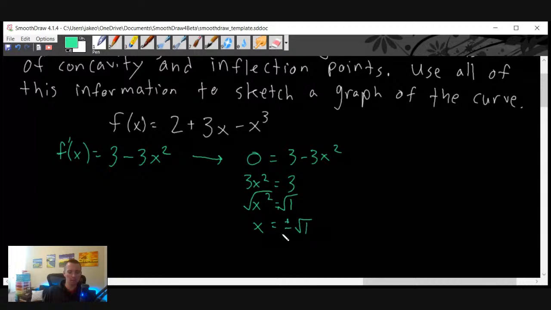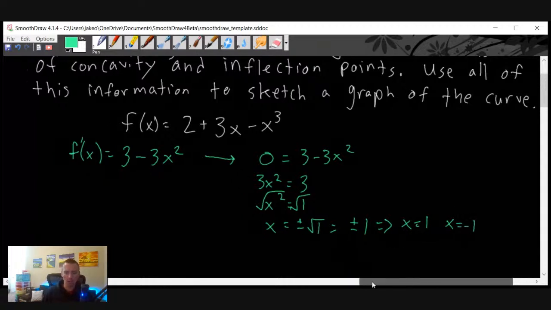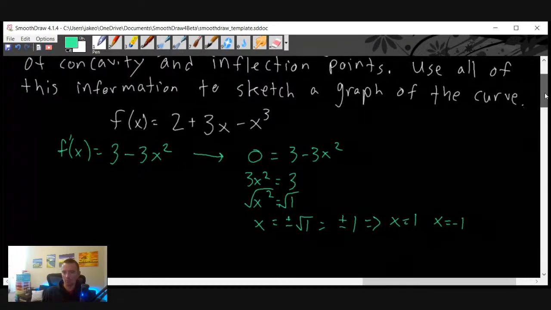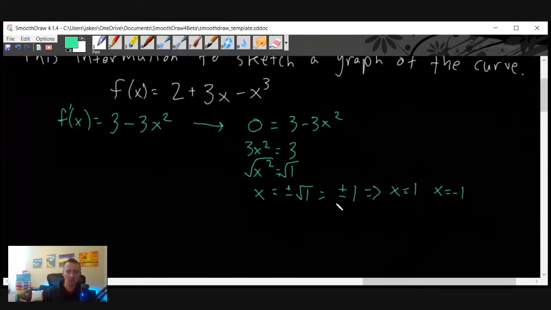X equals positive and negative square root of 1, which is just positive and negative 1. So in other words, we have x equals 1 and x equals -1 as our critical numbers. So now we can do the first or second derivative tests. And again, those are on my study guide if you want to go grab those.